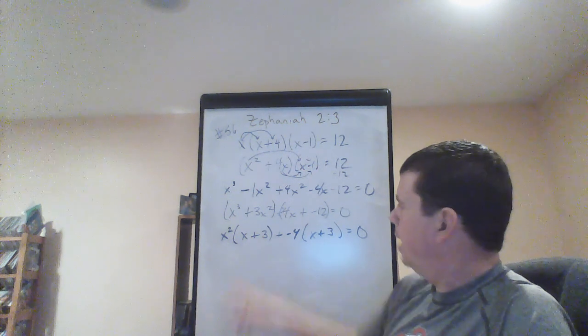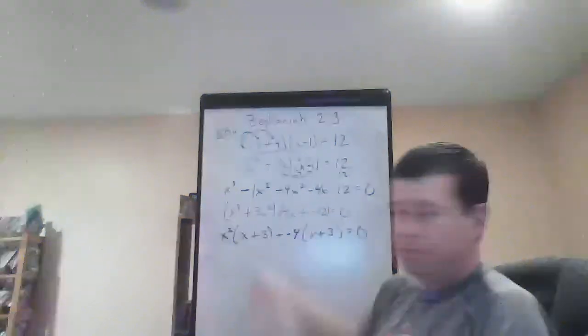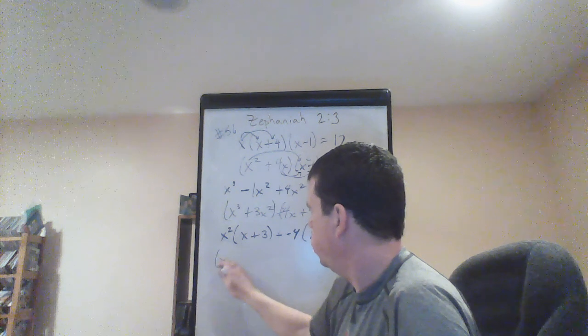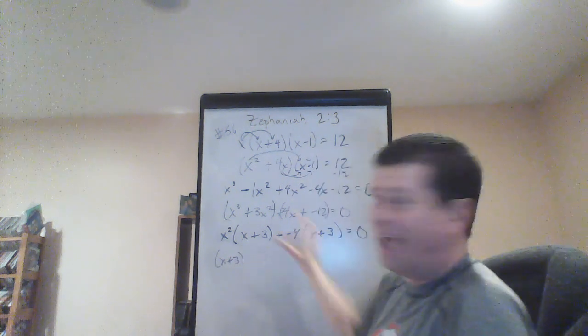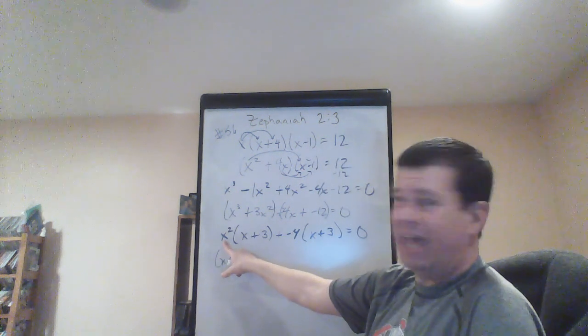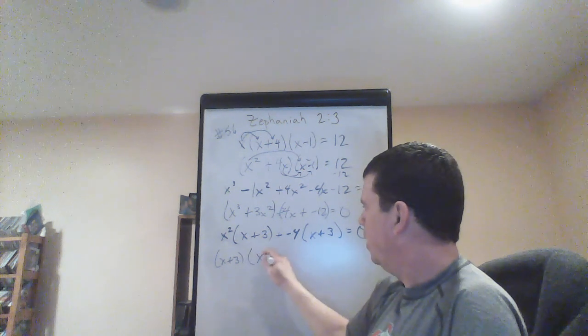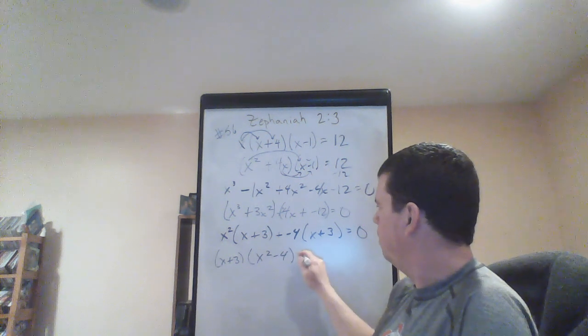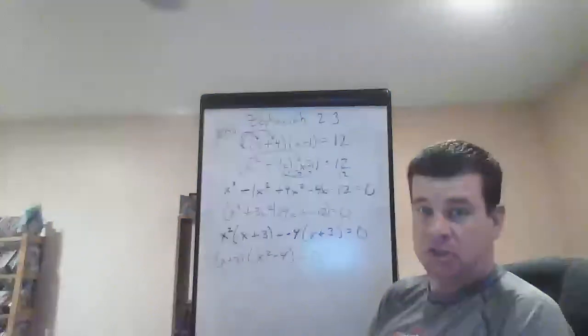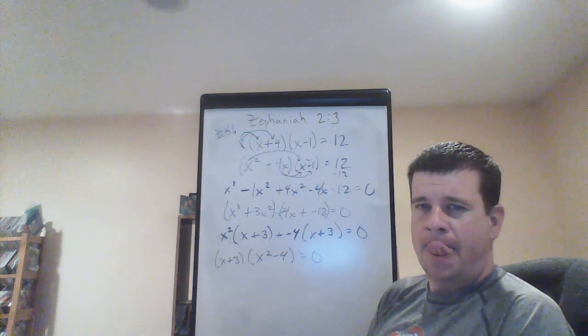And so now I'm starting to see something that I like. I see I've got an x plus 3 in common. So I can factor out an x plus 3, and that leaves me x squared plus negative 4. I'm going to write that as x squared minus 4, and it still equals 0.